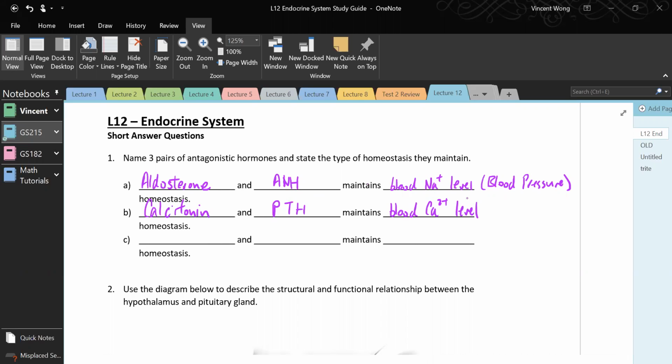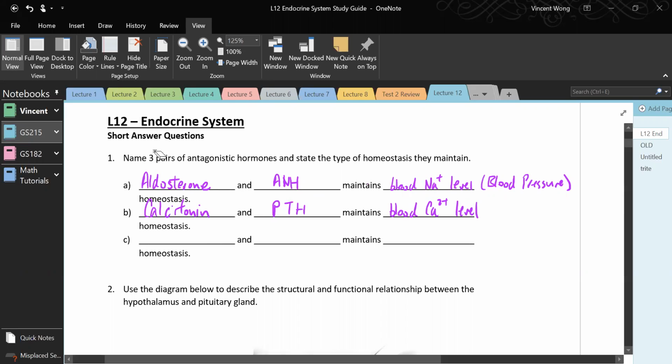And then there's the third one that you learn from this lecture. Does anybody know what the third pair is? I'll give you a hint. They work against each other to maintain blood glucose level. So anybody know the names of the hormones that do that?